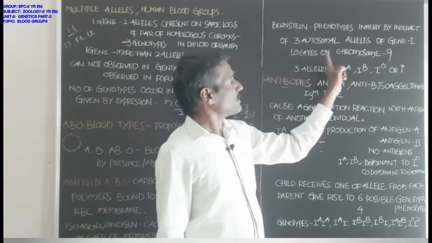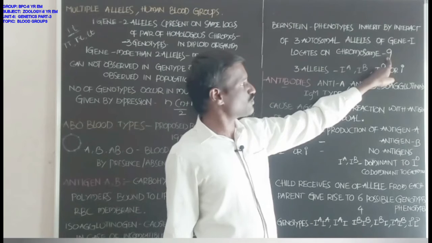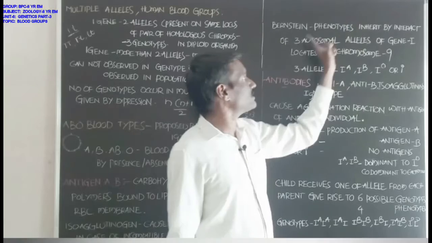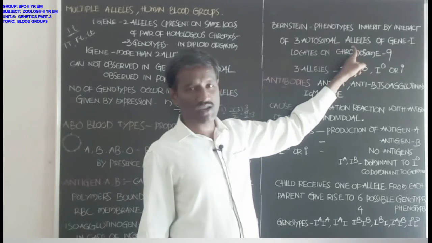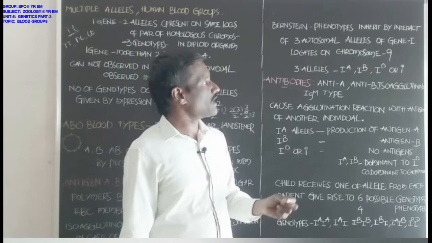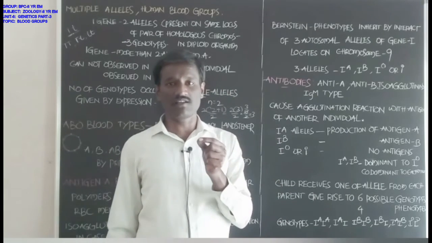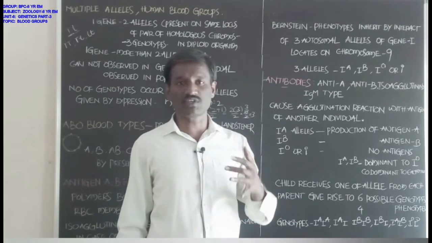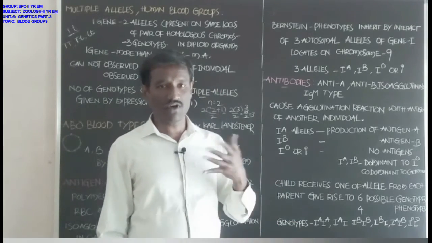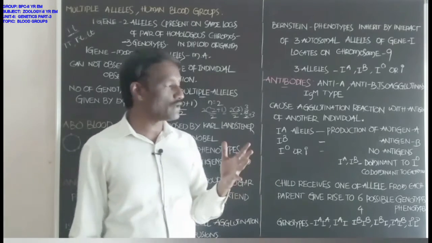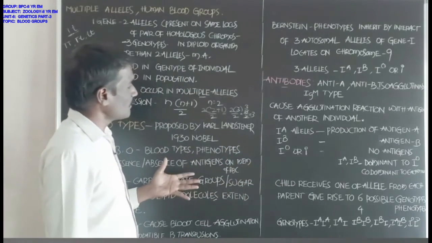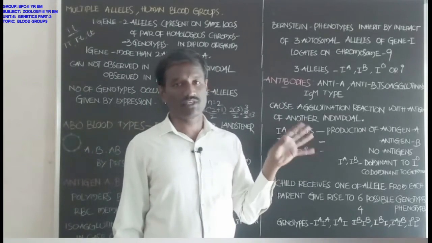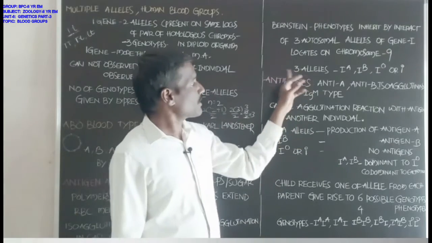Student, the chromosome is the ninth chromosome. The gene is I. I is the gene with three alleles. Because of the presence of the three alleles, how many genotypes are obtained by the formula n into n plus 1 by 2? Student, 6 genotypes are obtained.